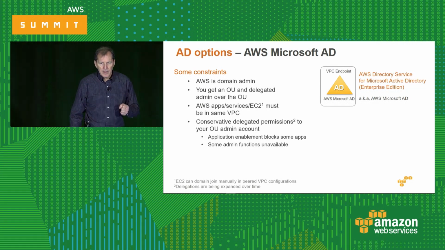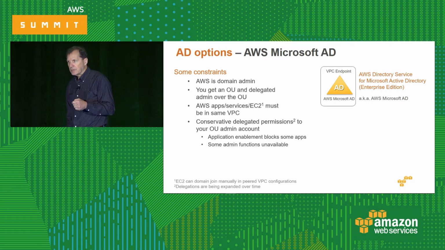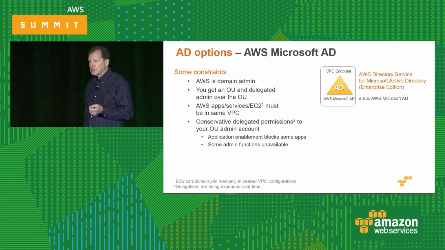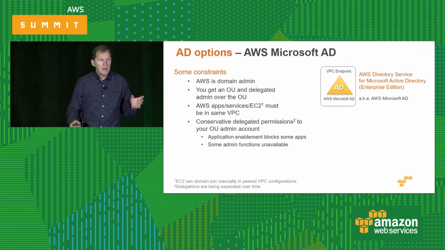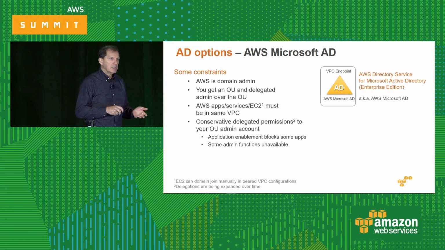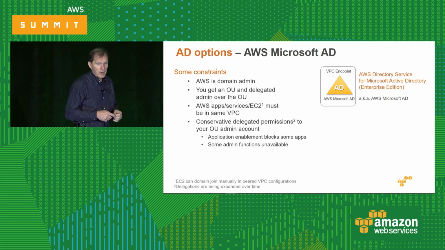And let's see. Then in terms of the apps and services, if you're going to be using seamless domain join, if you're going to be using WorkSpaces, WorkDocs, those things, you have to have the directory in the same VPC as where those resources are.